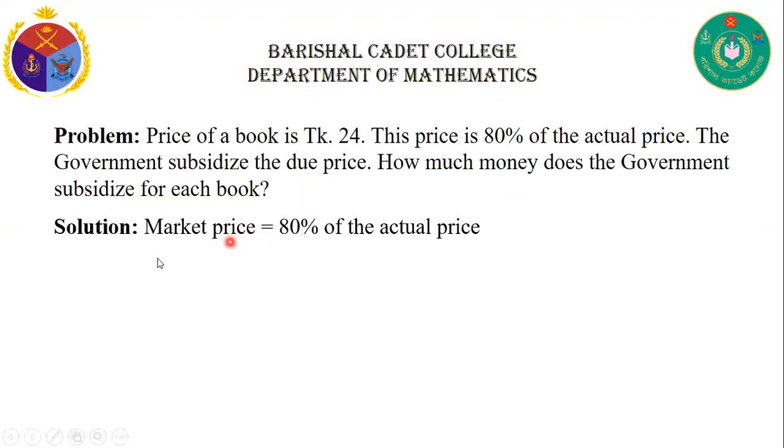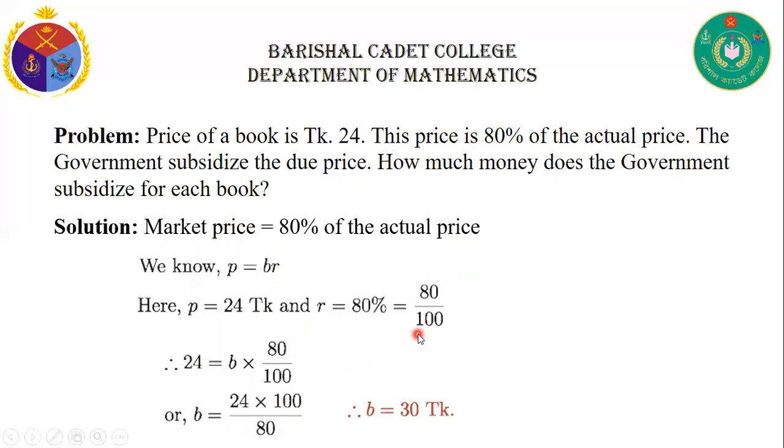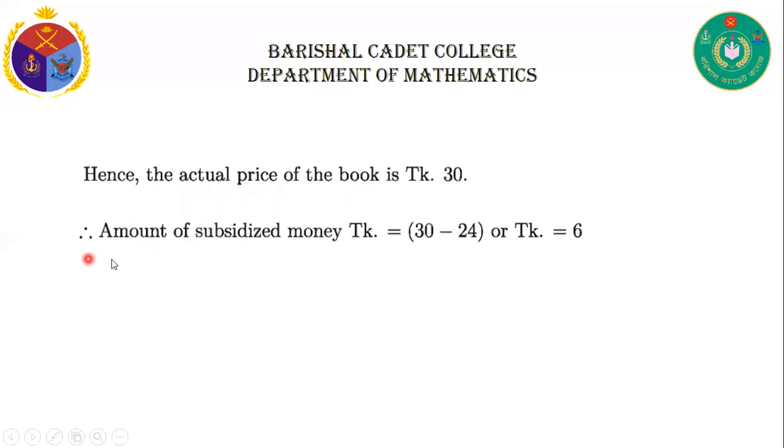So the price of the book, the market price, is 80% of the actual price. So we know P equals B R. Here P equals 24 taka and R equals 80%, that is 80 by 100. So 24 equals B into 80 by 100. That is B equals 24 into 100 by 80, that is 30 taka. Hence the actual price of the book is 30 taka and the amount of subsidized money is 30 minus 24, or 6 taka.